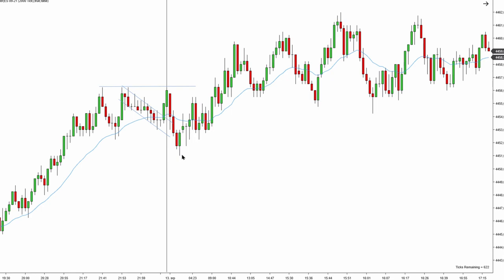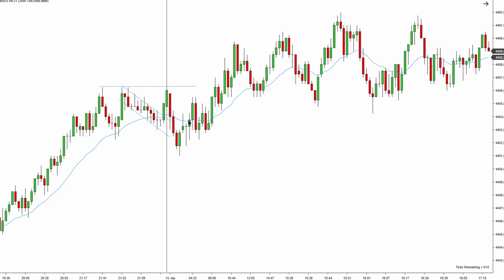Price created a new low, and we have a first entry short, the first attempt by the bears to pull the market lower. Pullback, second attempt by the bears to push the market lower. Now this is starting to look like a reversal pattern, and a couple of bars later, price pushed above the EMA.